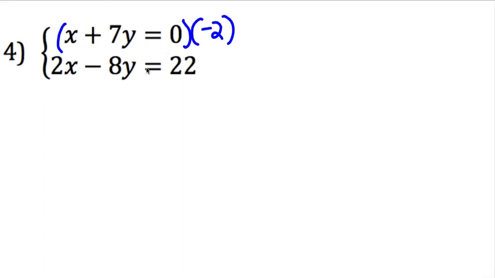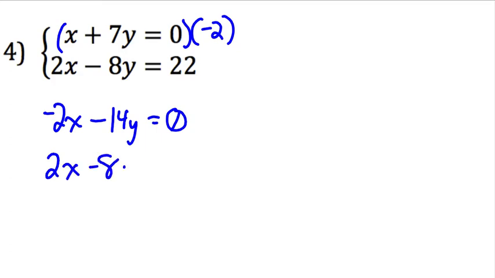So let's distribute. Negative 2 times x is negative 2x. Negative 2 times 7 is negative 14y. And negative 2 times 0, don't make the mistake of writing negative 2. We're multiplying. Negative 2 times 0 is 0. I'm not changing the bottom equation at all, so let's just recopy that.